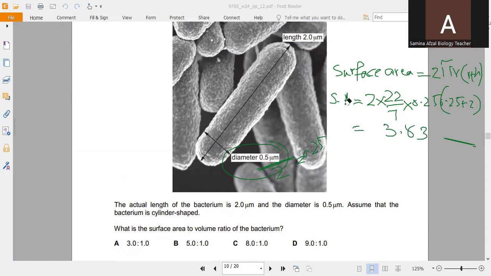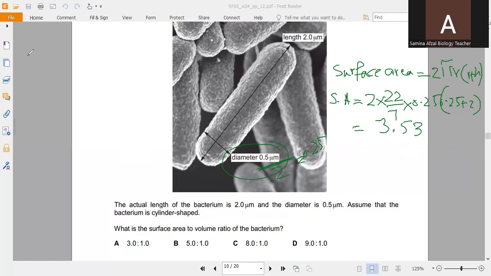Wait a minute, my laptop is touch screen. So sometimes I don't want to write anything, but sometimes it writes on its own. So you can see, 3.53 is the surface area.